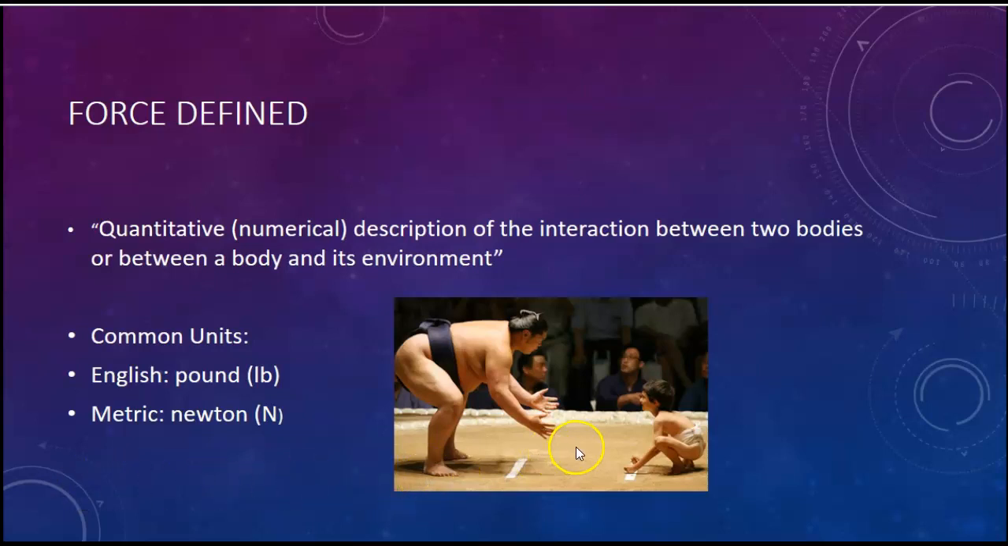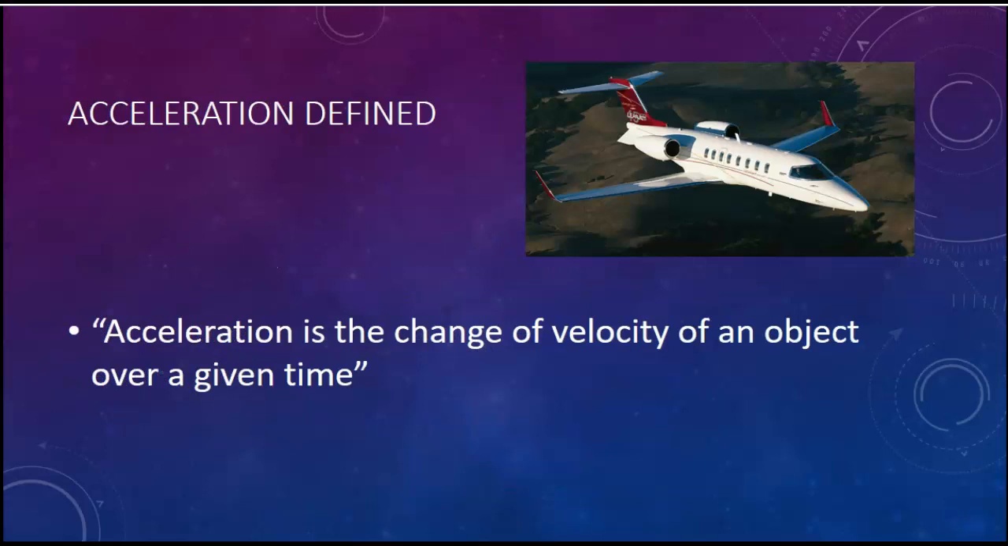You can imagine this sumo wrestler and this small child, and the force required to move each one of these would be totally different. You would need a greater force in order to move the sumo wrestler than you would to move the child, because they both have different masses. Now the word acceleration means a change in the velocity or a change in the speed of an object over a given amount of time.